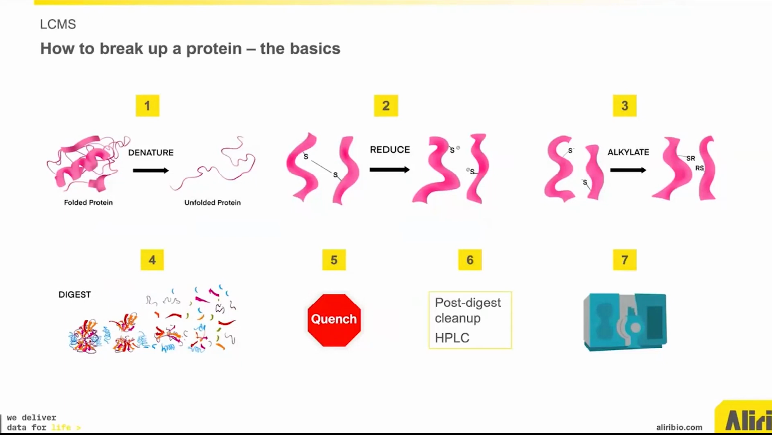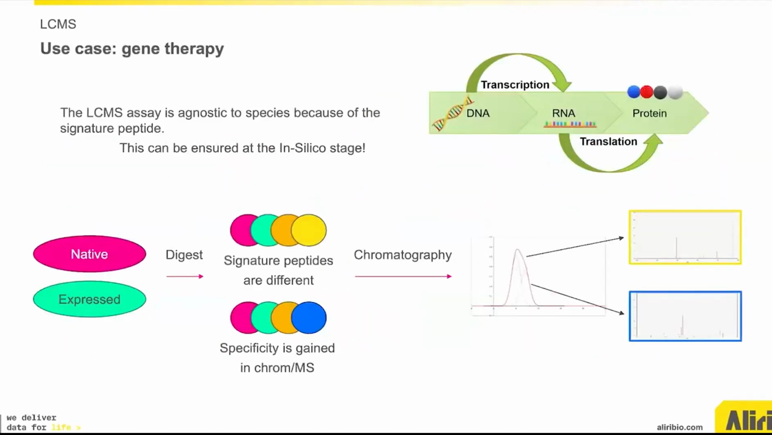Now that we've discussed the overall development process, I'd like to share a specific use case where mass spectrometry may outperform ligand binding assays, and that's specifically in gene therapy. A gene therapy is any one where genetic material is provided to the patient that ultimately is translated into a protein for the function of intent.